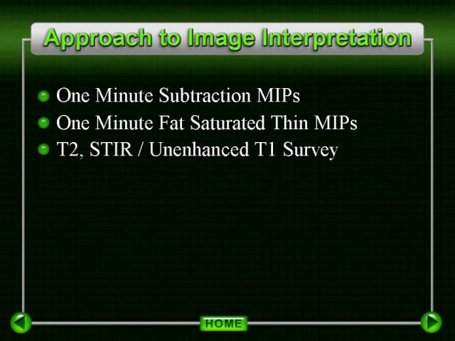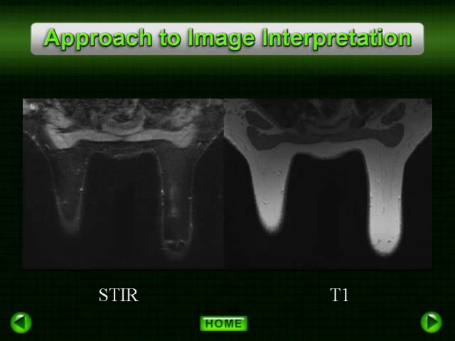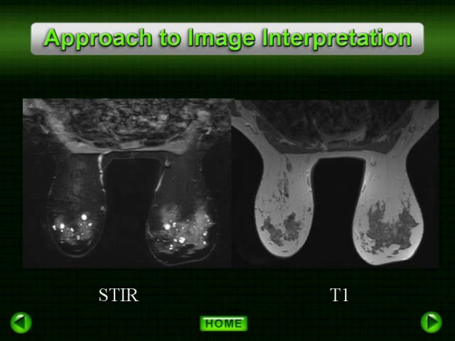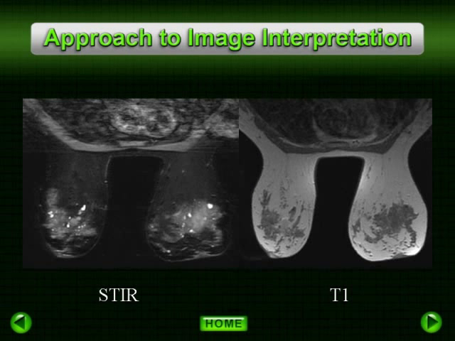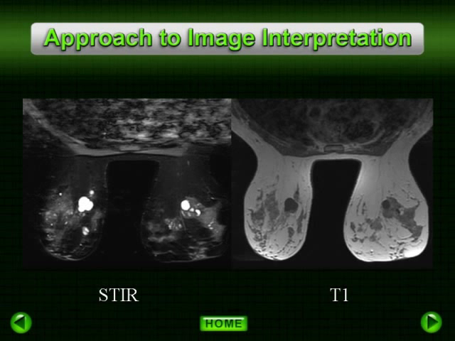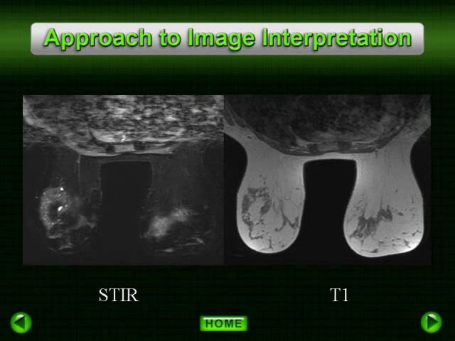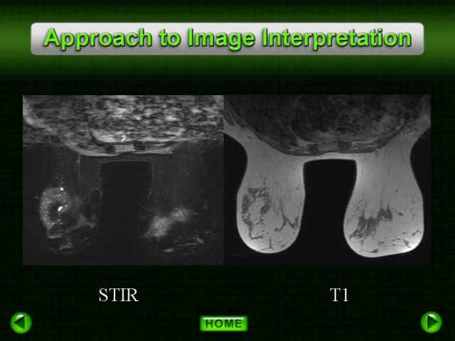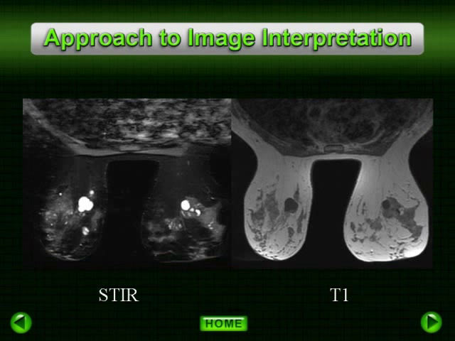After obtaining an initial overview of the case with the 1-minute subtraction MIPs and the 1-minute fat-saturated thin MIPs, we actually begin our dictation with initial overview of the unenhanced anatomy of the breasts, the axilla, and portions of the chest. Whether you use a T2 fat-saturated or stir sequence can be a personal choice. We, however, have found stir imaging to be very useful as a sensitive and reliable method to detect cysts, subtle asymmetric edema, as well as the signal characteristics of some pathologic entities. You do not have to deal with instances of heterogeneous fat saturation with stir imaging.